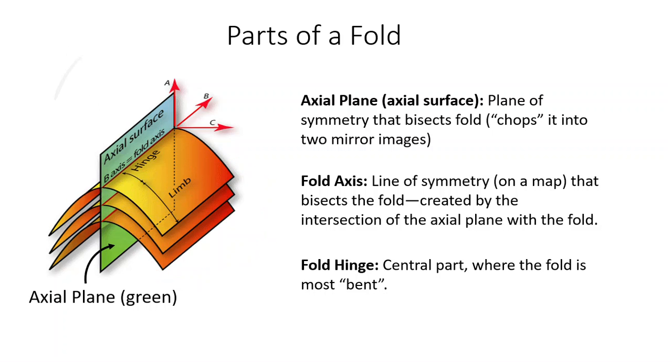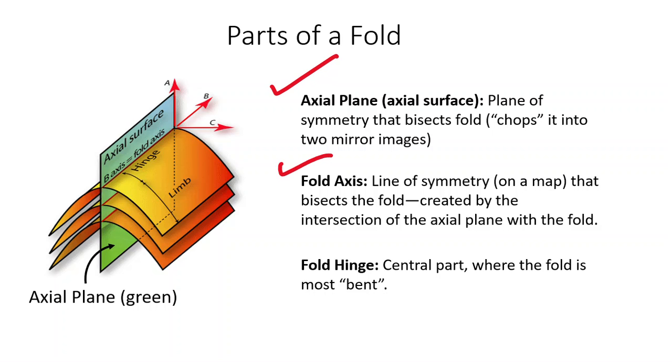Beyond that, how do we describe the three-dimensional orientation of folds in space? We typically do it using the concepts of axial plane and fold axis. Think of the axial plane as an imaginary plane of symmetry that bisects the fold, that is, chops it into two more or less equal mirror images. You can't see axial planes, but you can imagine them in your mind.